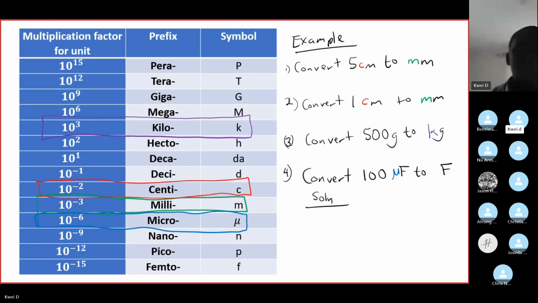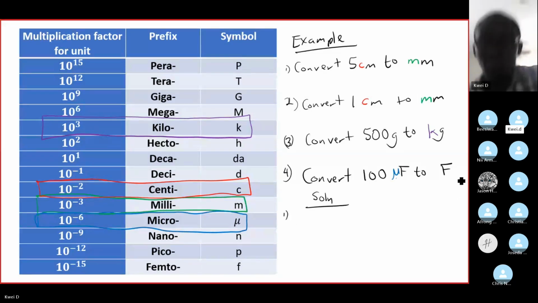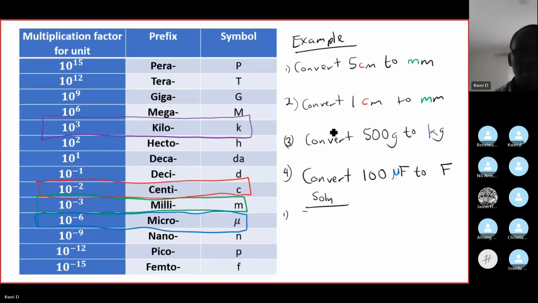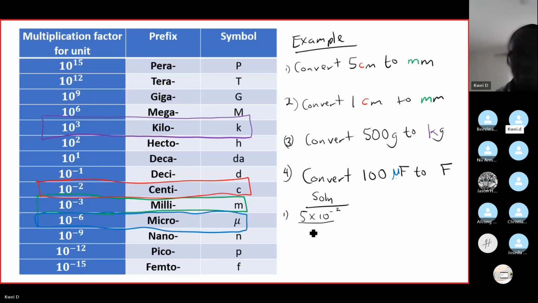Okay, all right, so let's start with question 1. Our time is fast spent, so let's quickly answer this and see. So let's start with Edmund. Edmund, what do you do for this? For question 1, I got 50 millimeters. So you did 5 times 10 raised to the power minus 2 divided by 10 raised to the power minus 3. And that gave you 50 millimeters.